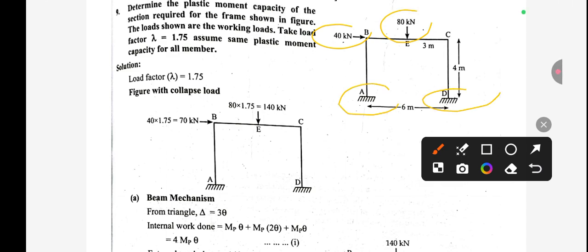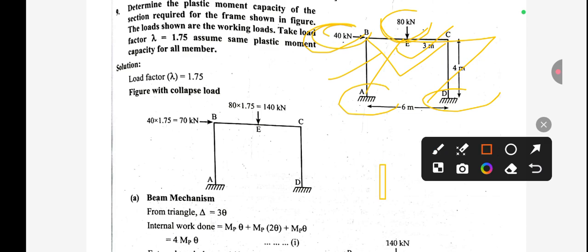Due to this 80 kN, this beam will deflect like this, and here will be the beam mechanism. And due to this 40 kN, this frame will sway like this, and due to this the sway mechanism will occur. And in the third step, the combined mechanism, that is the combination of beam and sway mechanism. So in this solution we are going to show three different mechanisms. Let's do them one by one.